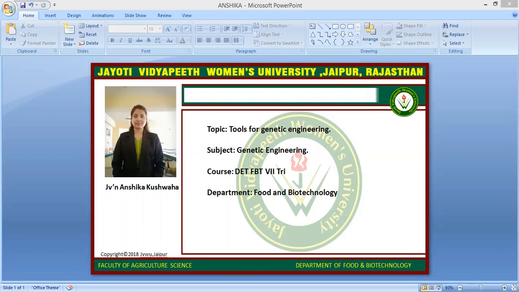Then fifth one is plasmid. Plasmids are small circular pieces of DNA that are not part of the bacterial genome but are capable of self-replication. It is used as a vector to transport genes between microorganisms. Once the gene of interest has been amplified with PCR, the gene and plasmid are cut by restriction enzyme and ligated together. The resulting combination is known as recombinant DNA.